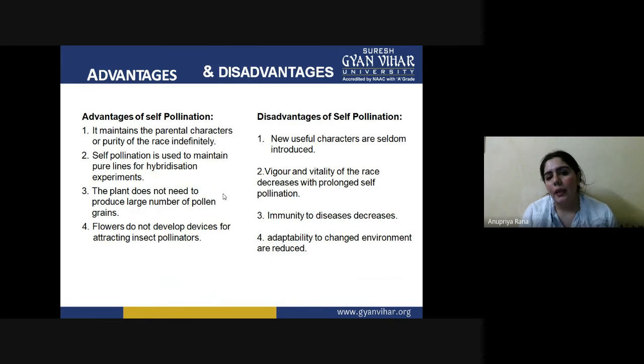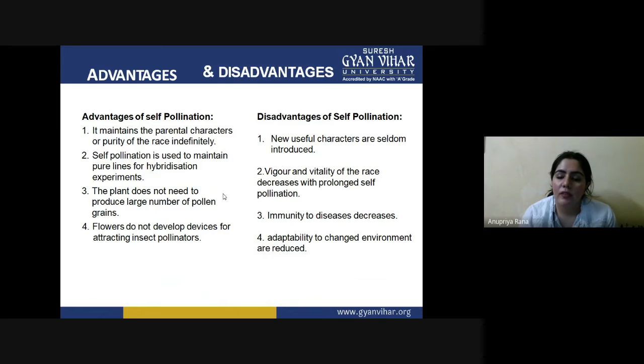Vigor can only be made when two cross lines are interbred, or you can say bred in cross lines; only then do we have the vigor. So basically, these vigor qualities decrease with self pollination and prolonged self pollinators. So that's why this can be a huge loss.